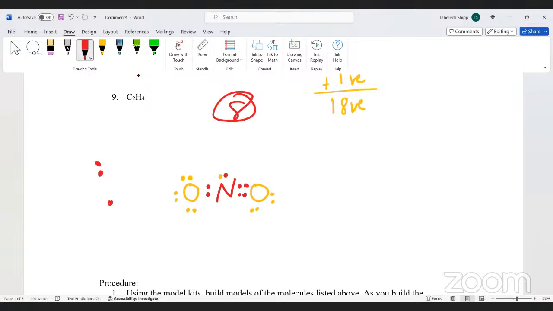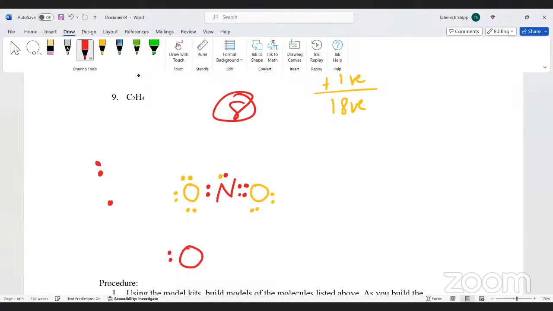So now if I look at oxygen, I have 2, 4, 6, 8 around oxygen. Nitrogen, 2, 4, 6, 8. And then the other oxygen, 2, 4, 6, 8. So now this is your picture here. I'm going to leave that there because I'm going to redraw this to show you how we're going to replace those pairs and put them as dashes.